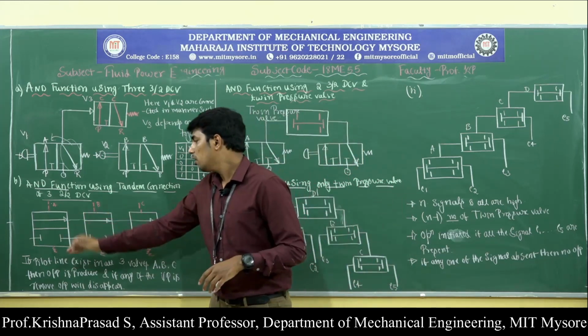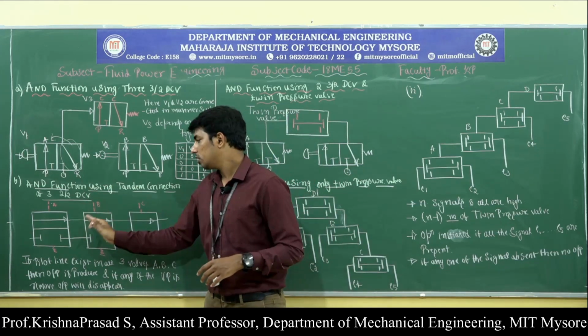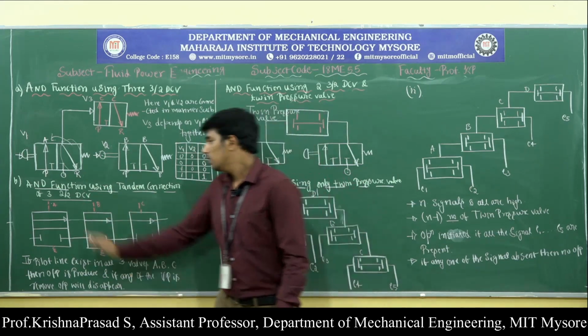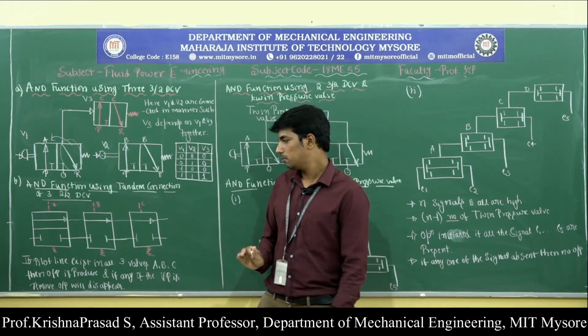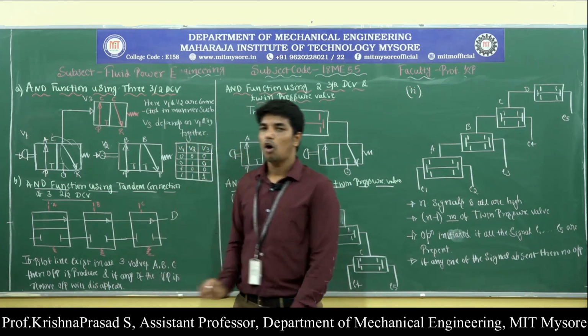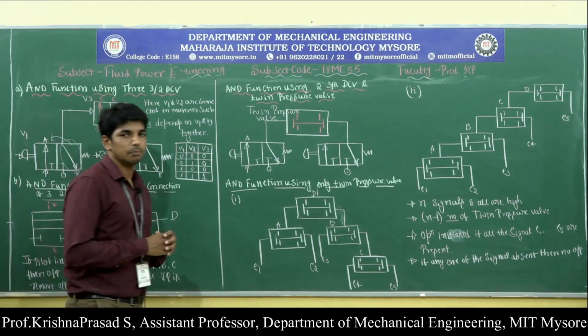Okay, and here all the three 2 by 2 direction control valves are connected in series, and here A, B, C act as the pilot inlet ports. And here D is called the output port. So observe here what happens during the operation.